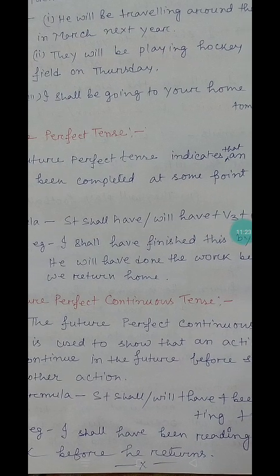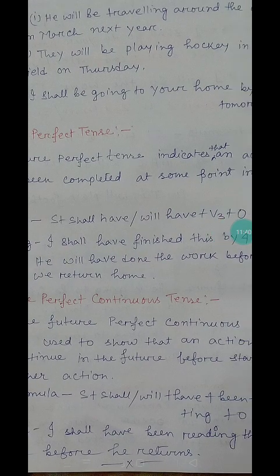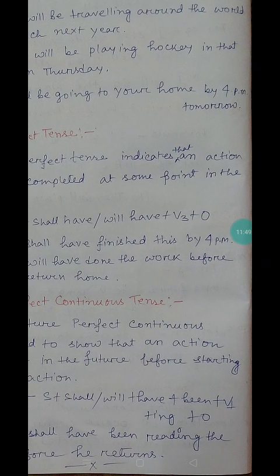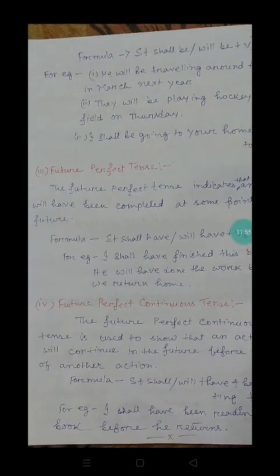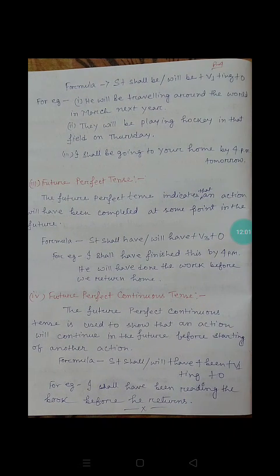So you can see my example. I shall have finished this by 4 p.m. I have written I, then shall have according to the formula. I is first person, that's why shall have, then finished verb 3, this by 4 p.m. is the object. Similarly I have written he will have done the work before we return home. He is the subject, then will have according to the formula, then done V3, the work before we return home is the object. So here in these sentences we can see that at some point in the future the work will have been completed.